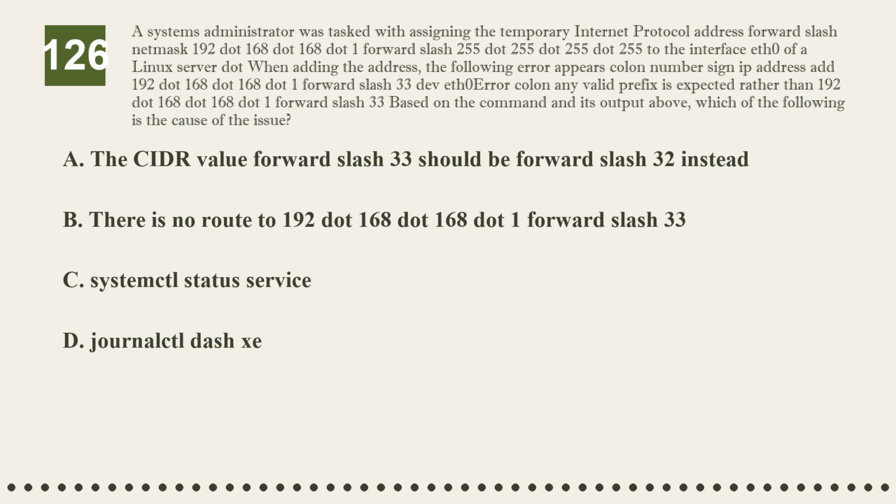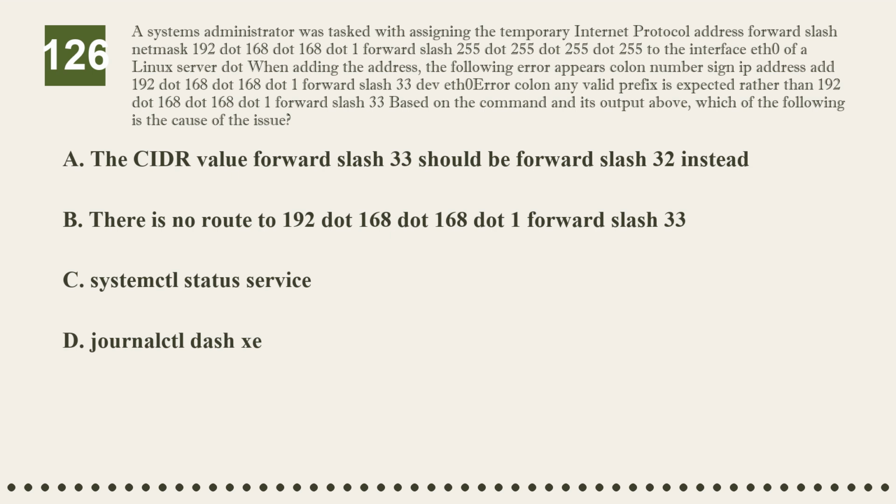When adding the address, the following error appears: # ip address add 192.168.168.1/33 dev eth0. Error: any valid prefix is expected rather than 192.168.168.1/33. Based on the command and its output above, which of the following is the cause of the issue? Option A. The CIDR value /33 should be /32 instead.